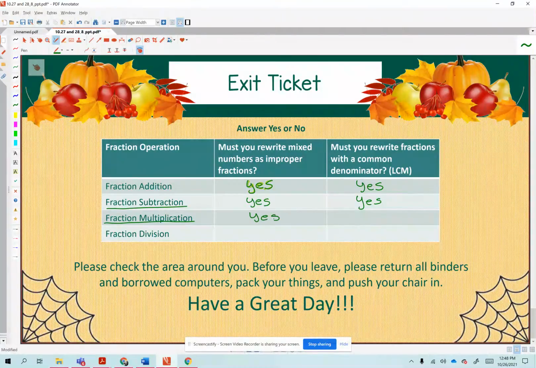We must. But we do not need to rewrite the fractions with a common denominator. We can multiply straight across, the numerator by numerator, denominator by denominator, but we might want to cross divide and simplify those numbers first. And the same with fraction division. We do need to rewrite them as improper fractions, but we do not need to worry about a common denominator.